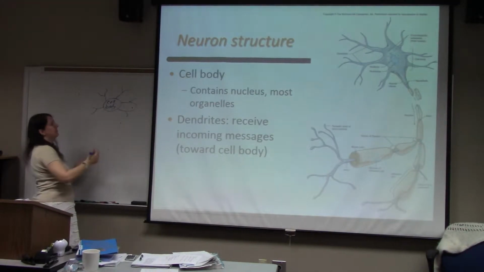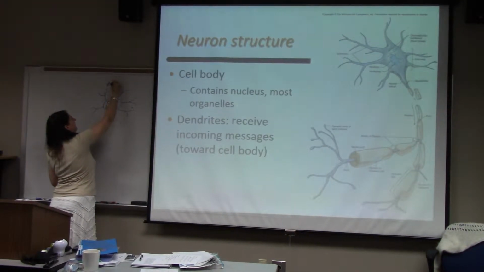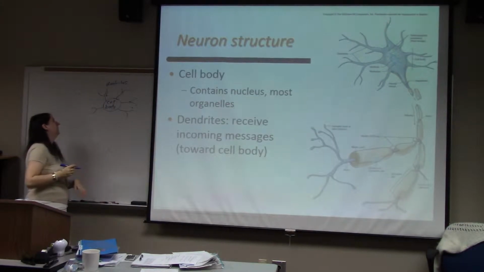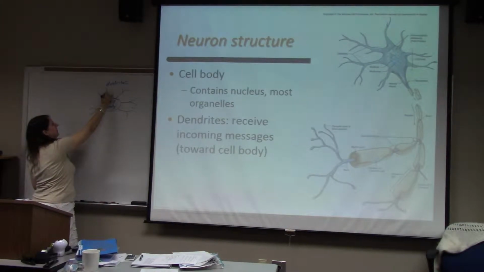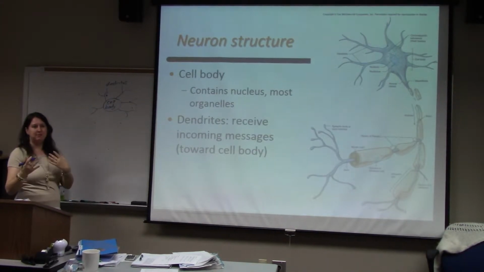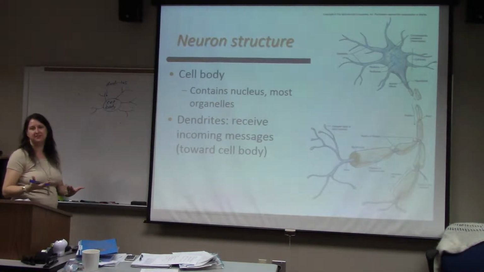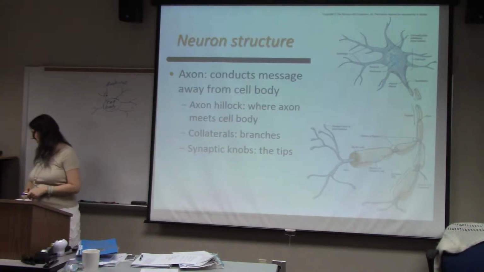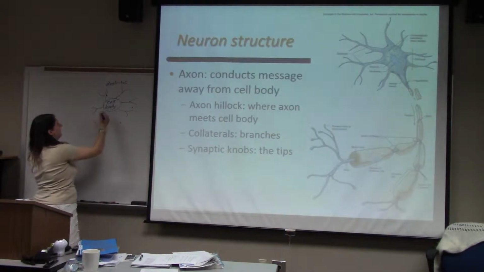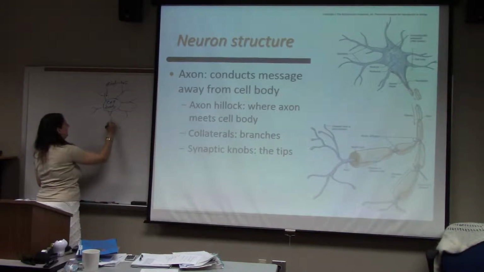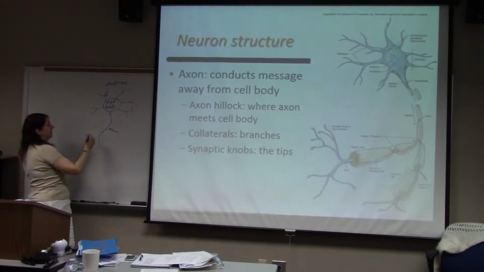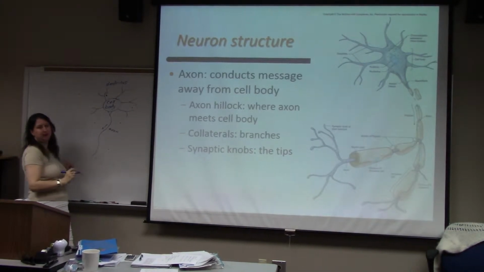Some of these projections are called dendrites, which just means branches. The dendrites carry messages toward the cell body. They pick it up from a receptor or another cell. Another type of projection is an axon. Axons carry messages away from the cell body.